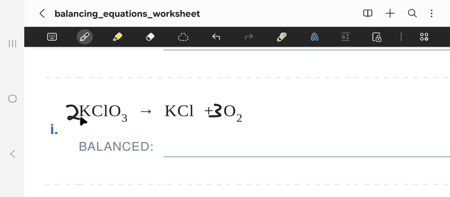I have 2 potassiums, 1 potassium on the left, 2 chlorines, 1 chlorine. So that means I should also put a 2 here. Now I have 2 potassiums on both sides, 2 chlorines on both sides. What about the oxygens? 2 times 3, that means I have 6 oxygens on the left. Then this side I have 3 times 2, that's 6. That means I now have 6 oxygens on the right. The equation, guys, is now balanced.